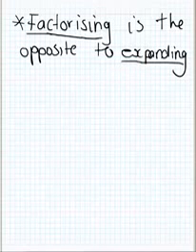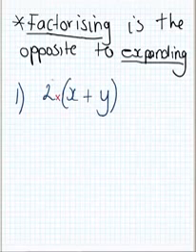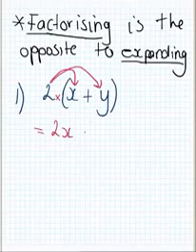Now, to understand what this actually means, if I give you a question to expand, just say we have 2 bracket x plus y. If I ask you to expand this, well, you know that there's an invisible times here, and we go 2 times x and 2 times that y. So we end up with 2x plus in the middle, 2 times y is 2y. And that's it. There's nothing else that we can do. We can't add the 2x plus 2y because they're not like terms.